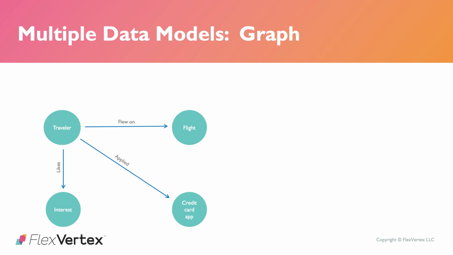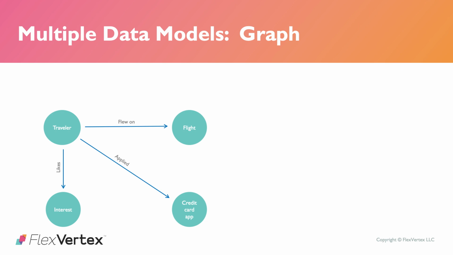Let's begin with an exploration of how FlexVertex lets you define multiple data models, thus eliminating the need to deploy separate point solution databases. We're starting with a travel-oriented system. In this instance, we're using graph capabilities to tie together objects such as travelers, flights, credit card applications, and interests. Remember that to query this graph in any direction, all that's necessary is a starting point, such as a traveler name or category, an interest, or a flight number.